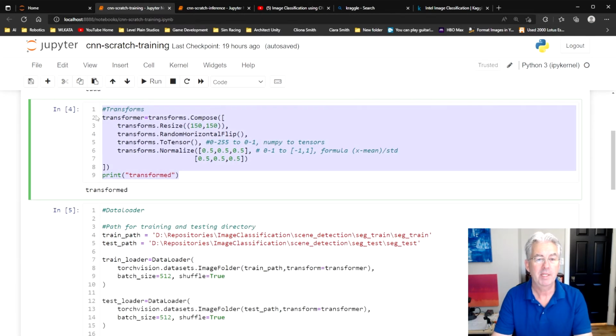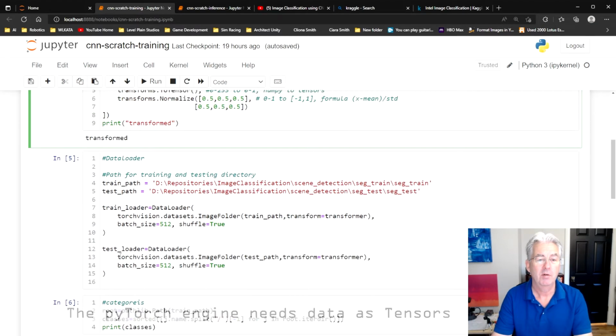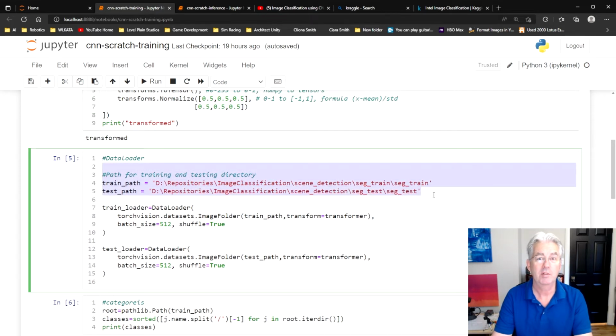You then have things where you're taking in the data, the images in this case, and all the images are 150 by 150. You're going to resize it, get it ready to be fed to a system. Where's our training set? Where's our test set?